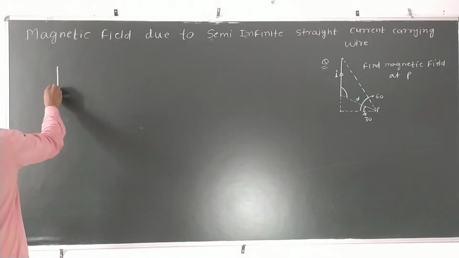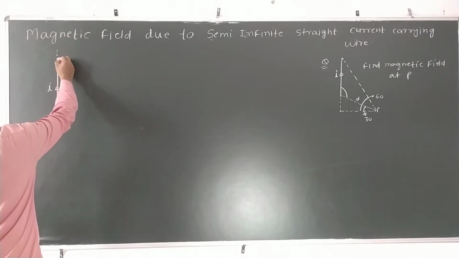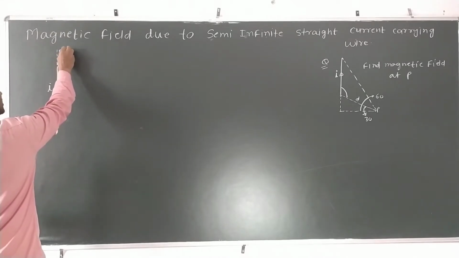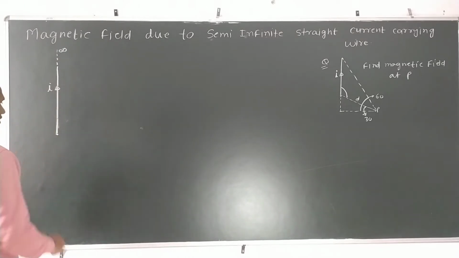Having a current I inside it, and this wire is semi-infinite, which means one end of this wire is not finite, that is, one end is at infinity, and the other end is finite. This end is finite, but this end is not finite. This one end is infinite.